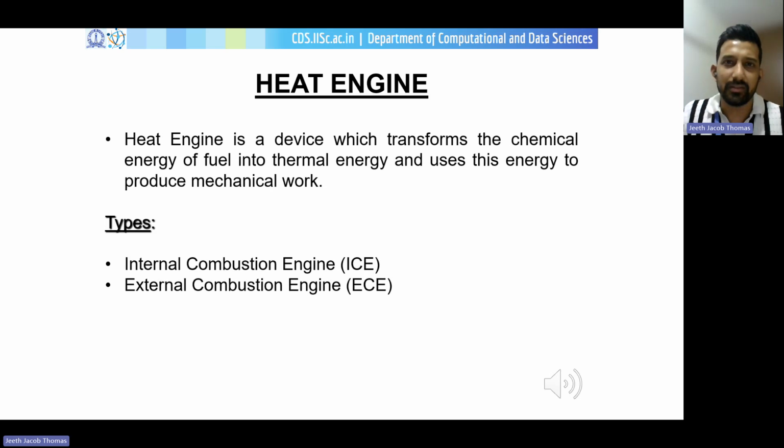To start with, a heat engine is a device which transforms the chemical energy of the fuel into thermal energy and uses this energy to produce mechanical work. There are two types, internal combustion engine and external combustion engine.